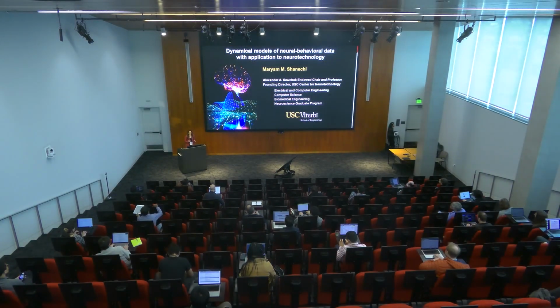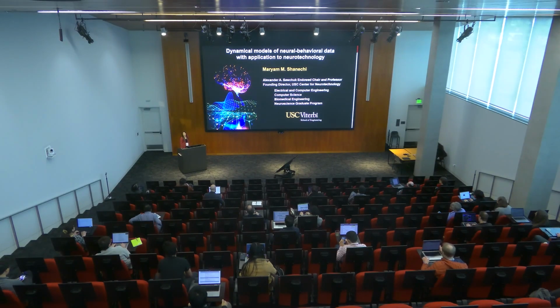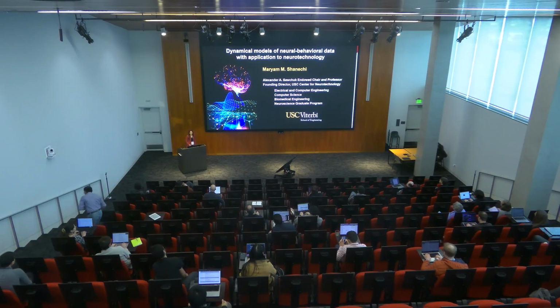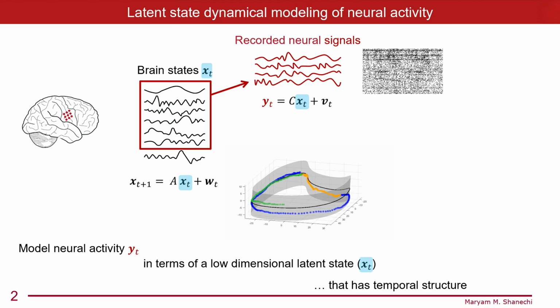Hi, everyone. It's a pleasure to be here today and talk about some of the work that we've been doing in my lab on developing dynamical models of neural behavioral data and also applying those to developing a new generation of neurotechnologies. As we are all very familiar with this framework, one way to model the dynamics of neural activity is through this latent state dynamical system representation, where we describe neural data in terms of these low-dimensional latent states and also describe how these latent states evolve over time. For example, I'm showing you the simplest instantiation of this dynamical system model, which is a linear dynamical system or state space model. And it's been quite powerful in the field.